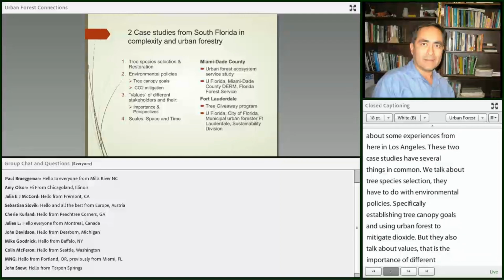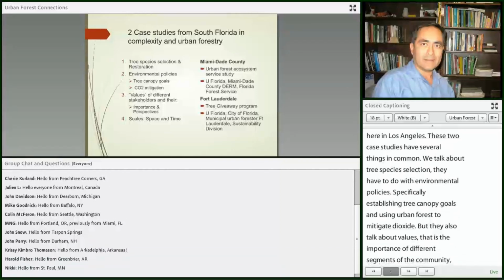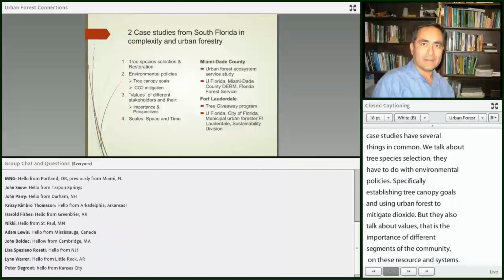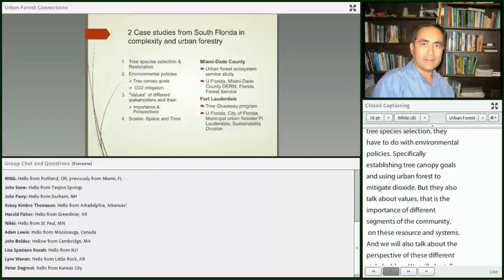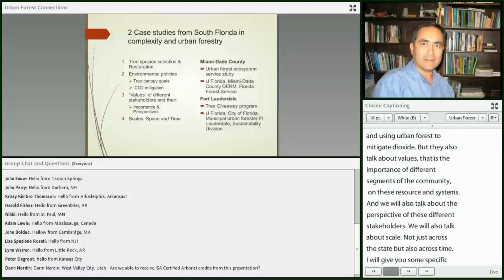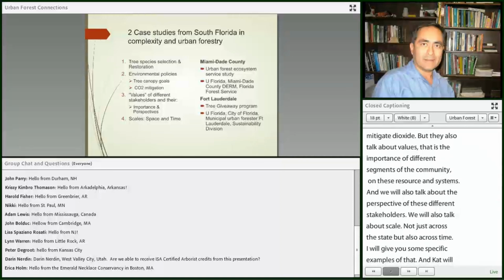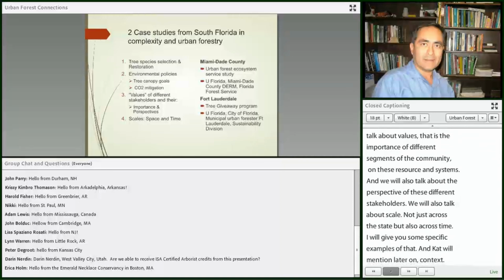And we'll also talk a little bit about the perspective of these different stakeholder groups, okay? And we'll also talk about scales, not just across space, but also across time. And we'll give you some specific examples of that. And as Kat will mention later on, another one that's missing from the list here is context, being aware of the biophysical and the socio-political realities of where we're working, okay?